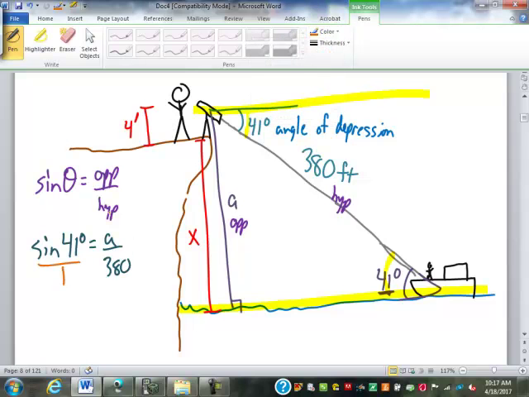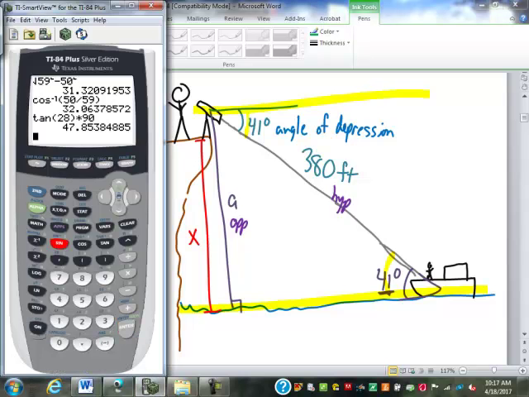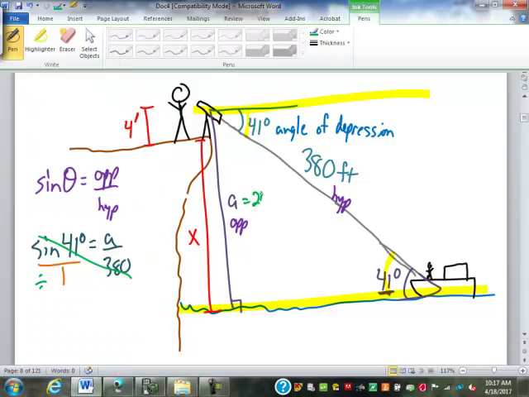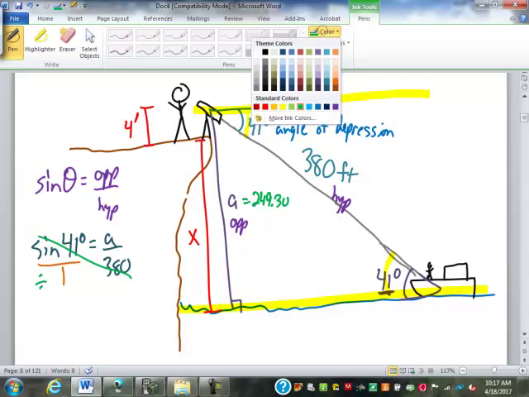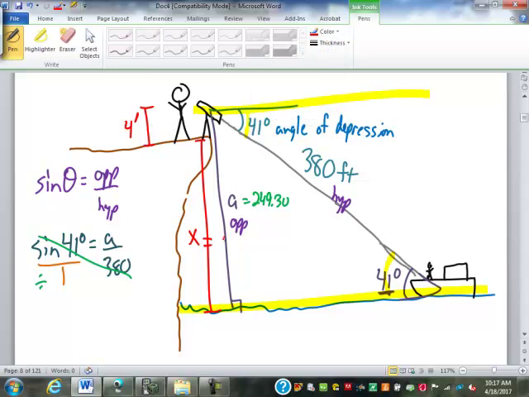Again, since we're looking for a side, we make it a proportion. We're going to cross multiply and divide: sine of 41 times 380 divided by 1. It's important that we close up parentheses. That gives 249.30, which we have to subtract the 4 feet from to give x is 245.30 feet.